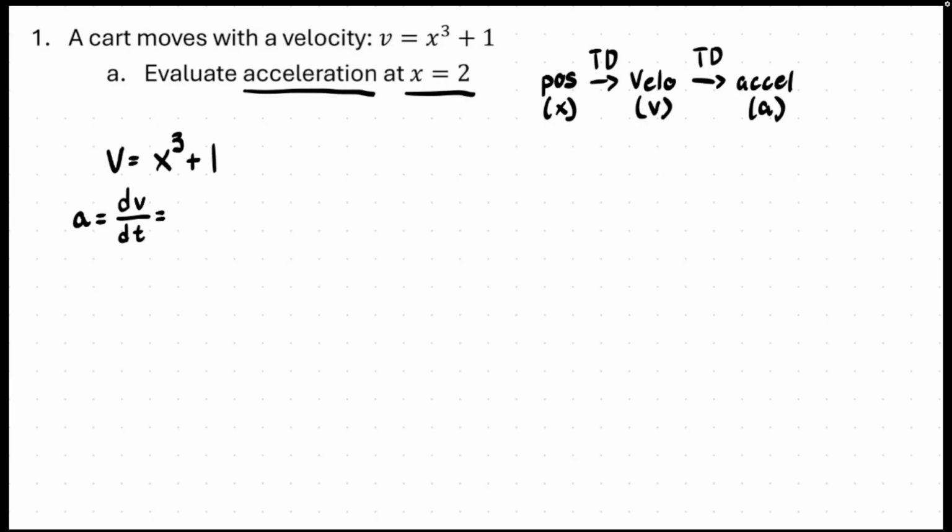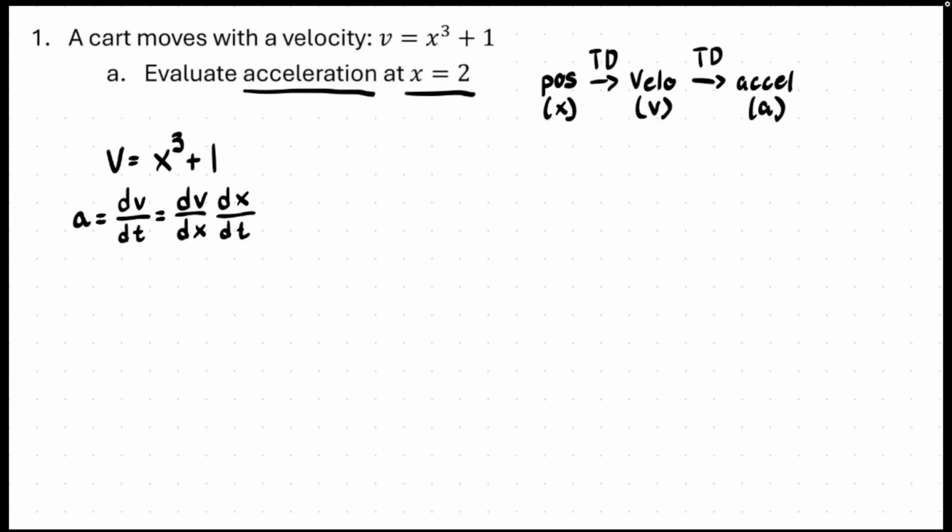But what else can we do? If we wanted to expand this a little more, we could say that acceleration is the derivative of velocity with respect to position times the derivative of position with respect to time. The math works out in the way where these cancel, and you end up with dv over dt. So what can we do with this? Let's go back here. Can we do anything with these functions?